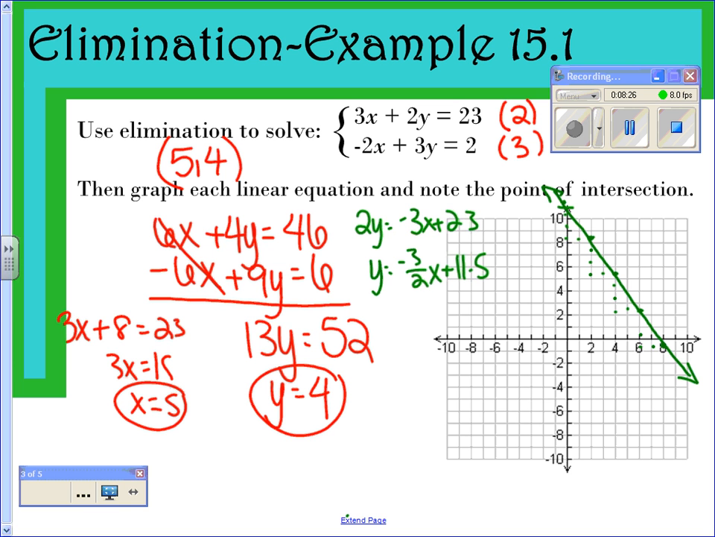Does that make sense? Down 3 over 2, that's your slope. 3 over 2. You go to 11. How would you graph the other equation? Right? And what do you do then? Go to 2/3, okay?